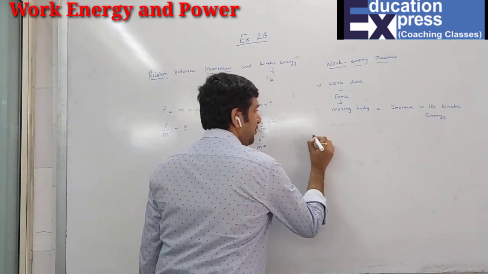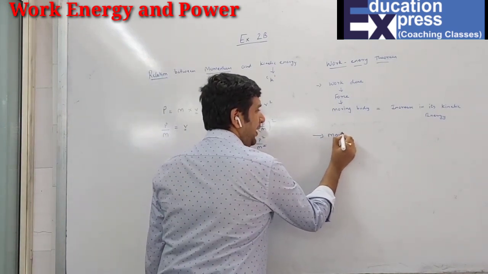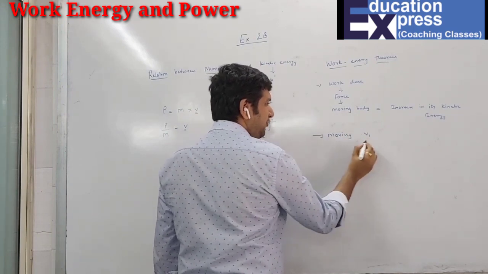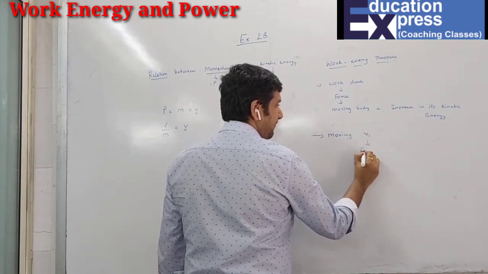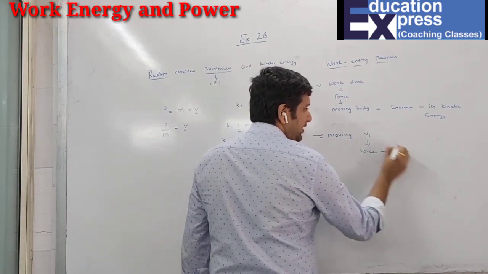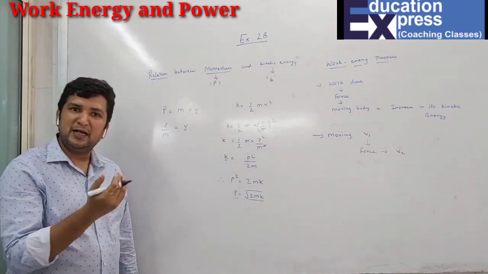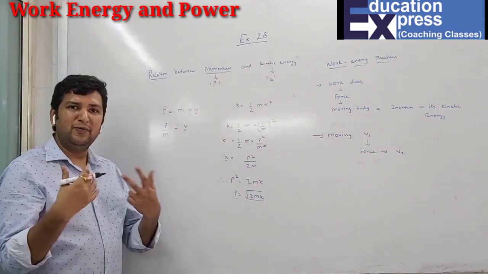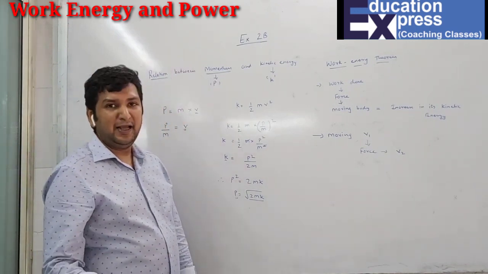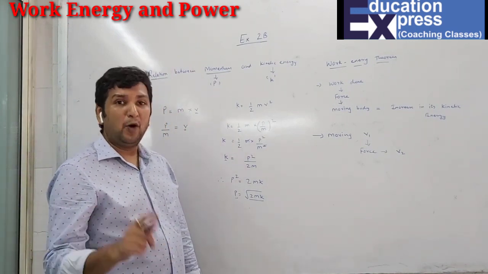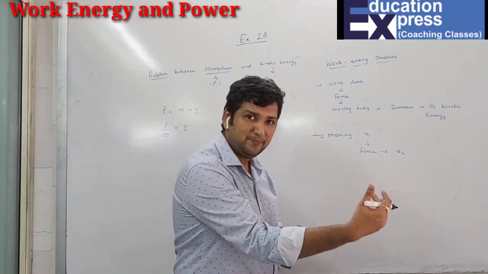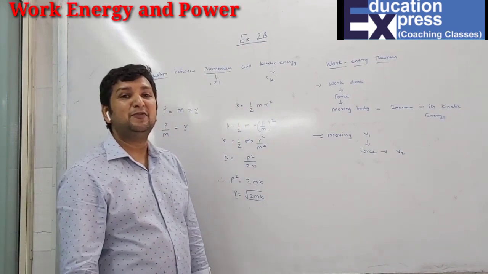Let us say the body is moving with the velocity v1. Now when force is applied, the velocity increases and now it becomes v2. So obviously the velocity has increased. As the velocity increases, the kinetic energy also increases, because kinetic energy is the energy possessed by the body on account of its motion. Whenever the velocity increases, your kinetic energy will increase.